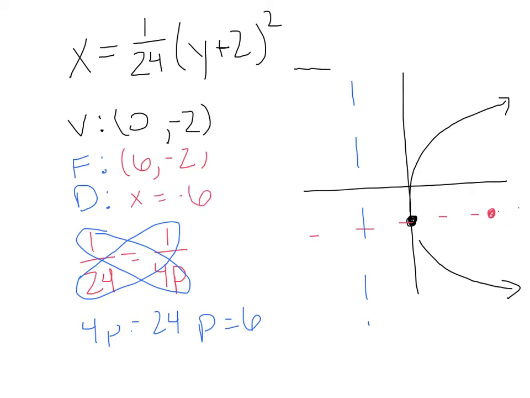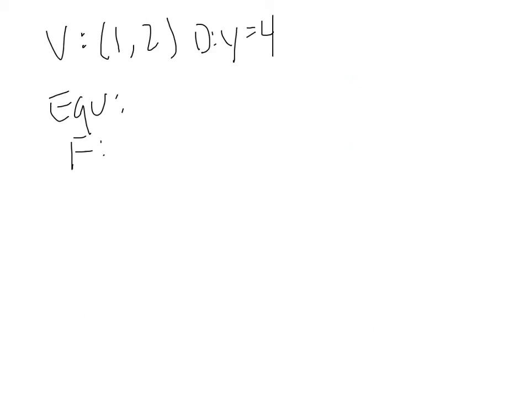When we have it in the equation, it's not too bad to find the vertex, the focus, and the directrix. We're going to look at a couple examples now where we're given some of that critical information, and we're going to have to translate it into an equation. So here we're given some information about a parabola. It has a vertex of (1, 2) and a directrix of y equals 4. We need to find the equation and the focus for this parabola.